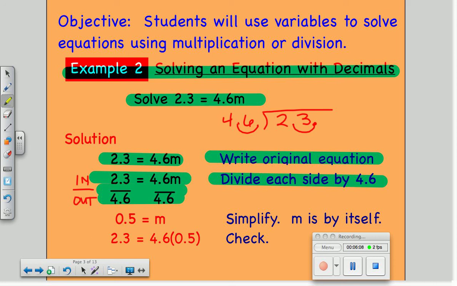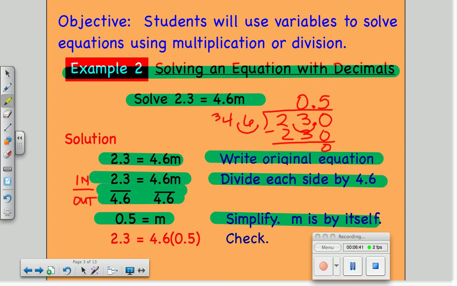Well, 46 doesn't go into 23 even once, so I need to add a 0. So 46 into 23, not at all. 46 into 230, 5 times. 6 times 5 is 30. 4 times 5 is 20, plus 3 is 23. So, subtract 0. 0 and 5/10 is my answer for m. That's how I simplified so that m is by itself.